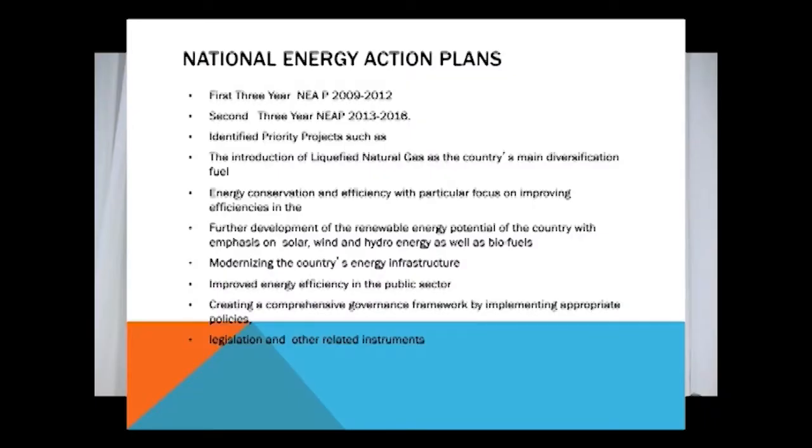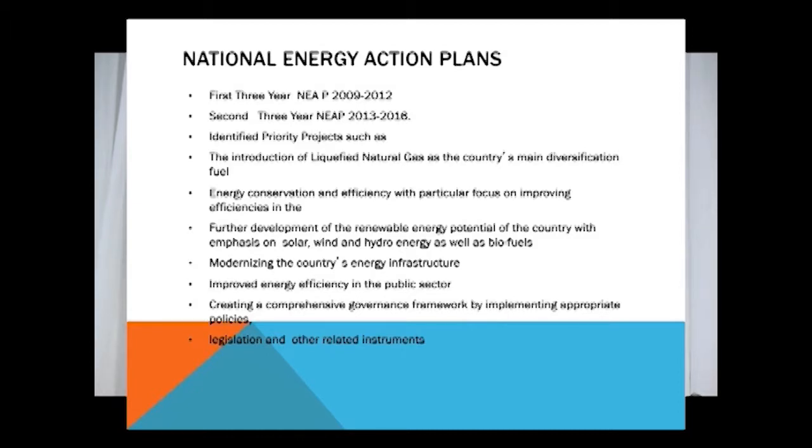The National Energy Action Plans, I'm just out of curiosity, by the show of hands, how many persons are aware of these National Energy Action Plans? Right, about maybe 15% of us. And we are the ones who are supposed to be very versed about what is happening in this. But we actually have 2 3-year National Energy Action Plans, and a third is about to be done. But these action plans actually have identified priority projects.